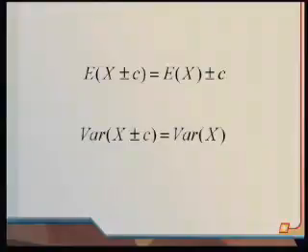The variance of x, plus or minus a constant, is the variance of x. These theorems deal with means and variances when adding a constant to a random variable. But what happens if we multiply by a constant?